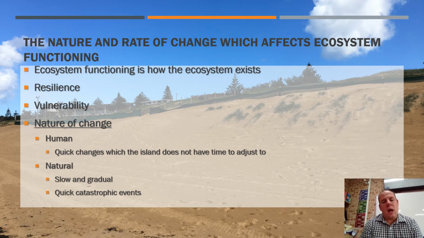Of course, nature can be quite cruel, and we do have quick catastrophic events like massive storms, which can take away all of the sand from those sand dunes, and as a result it leaves the dunes exposed, and it will totally disrupt the function of that ecosystem. And there's nothing that the ecosystem can do to increase its resilience and reduce its vulnerability, and we do see over periods of time these sand dunes disappear.